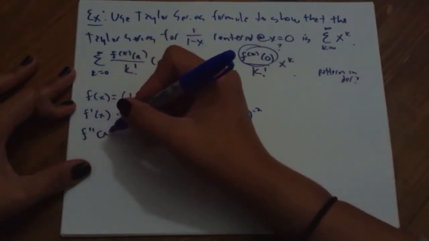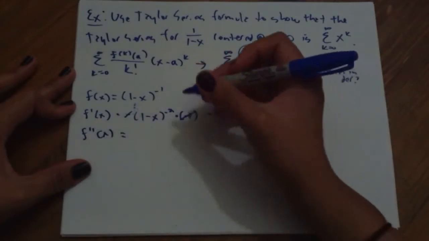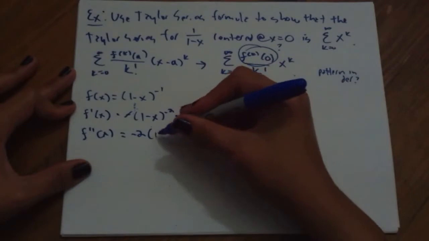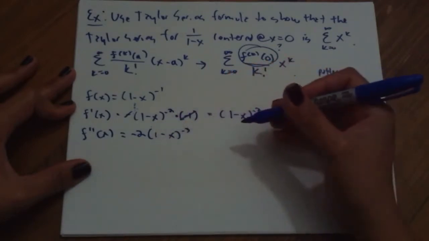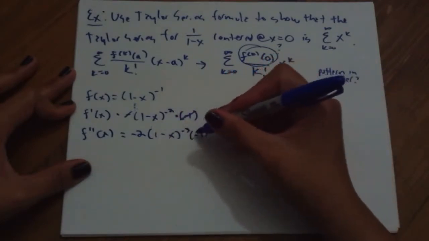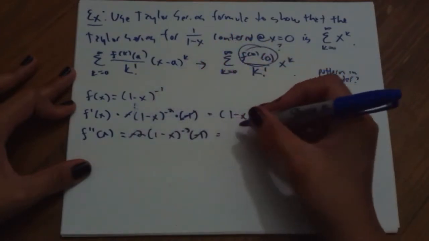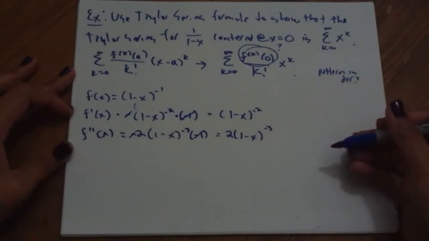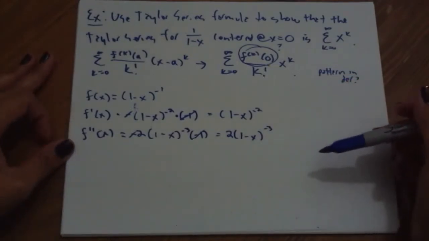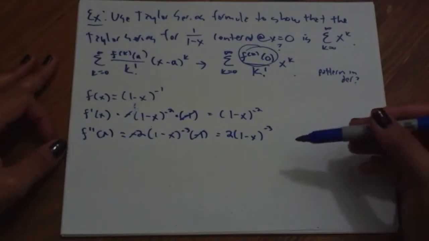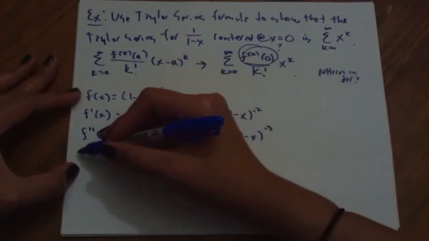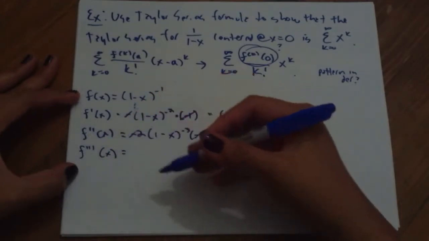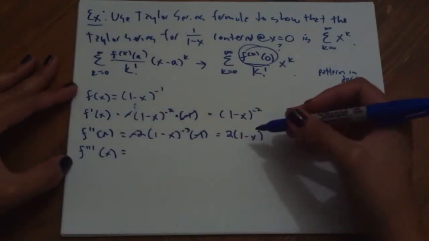Similar deal for f double prime. Chain rule on this gives negative 2 times 1 minus x to the negative 3 times negative 1. My negatives cancel, so I'll get 2 times 1 minus x to the negative 3. You might have an idea of where the pattern's going from here, but if you're not 100% certain, I would say to just keep taking derivatives until it really jumps out at you. I'll try just a couple more so we can really nail this down.